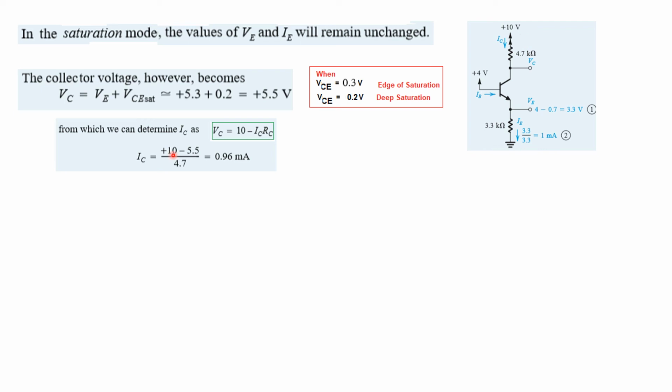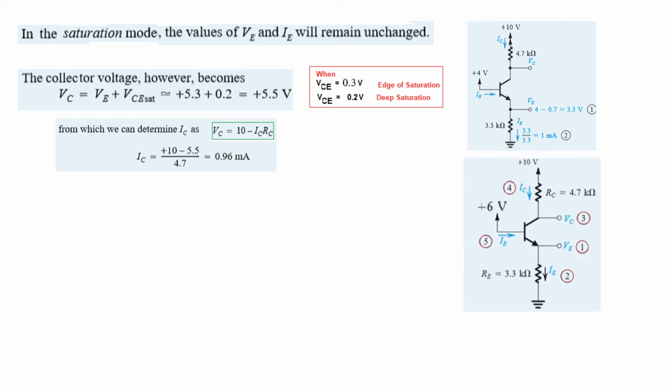So now that we know VC, we can find this current IC, 10 minus VC. So 10 minus VC, 5.5, divided by the resistance. So 0.96 milliampere. And IB again can be found from IE minus IC. IE is 1.6 and IC now we have found it to be 0.96. Therefore IB is 0.64 milliampere.